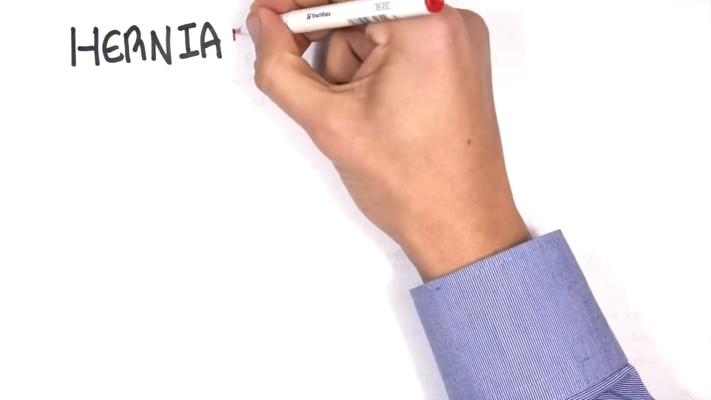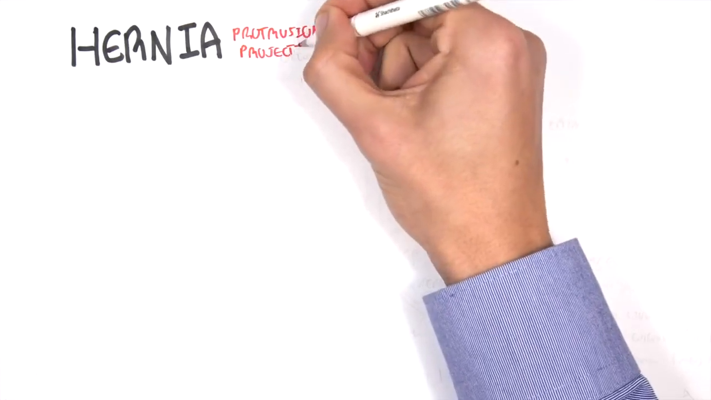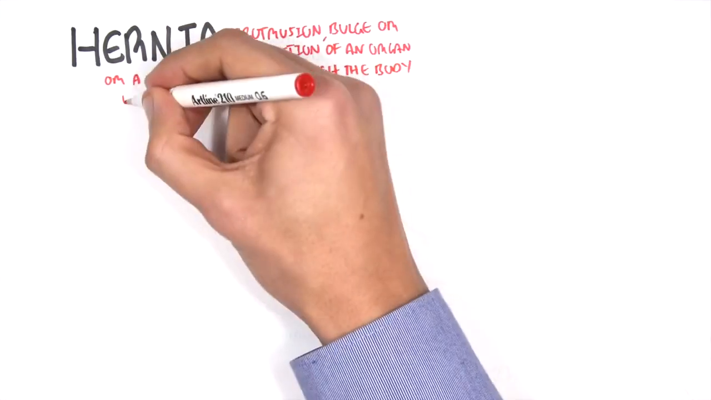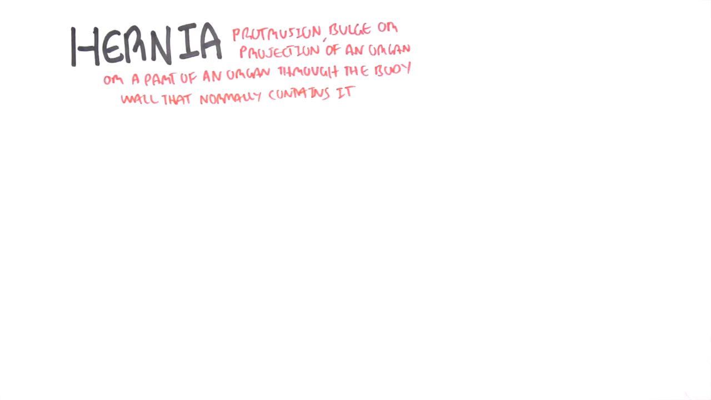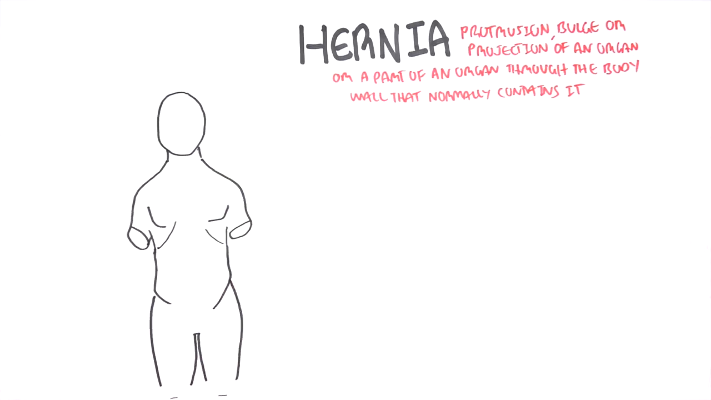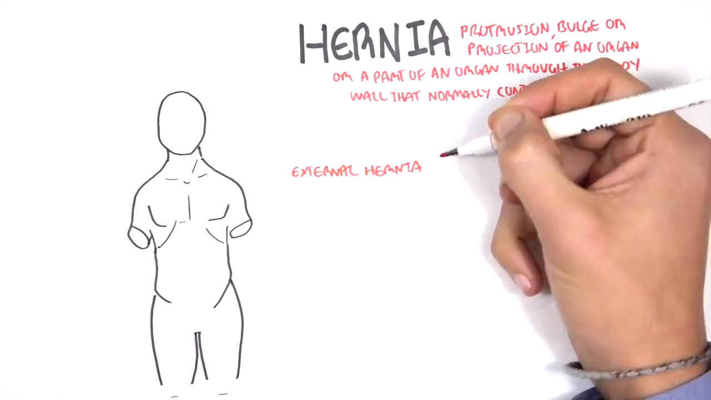So hernia itself is defined as a protrusion, bulge, or projection of an organ or part of an organ through the body wall that normally contains it. There are different types of hernias, and they can be divided mainly into internal and external. We will mainly be talking about external hernias.